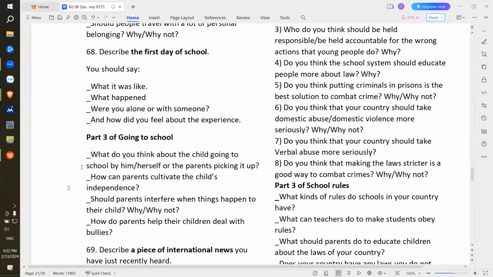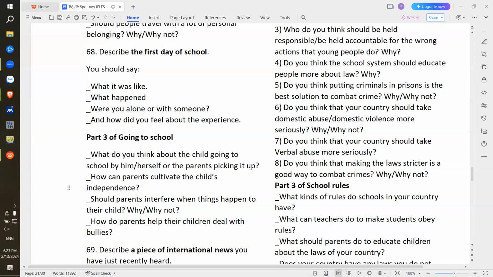Yeah, if they go to school by himself, they can go with his friends, can talk with his friends on the way, and they can build social connections and friendship. However, maybe they can get harmed by their friends if they do not know whether their friends are good or not.